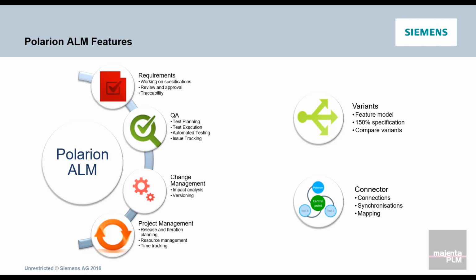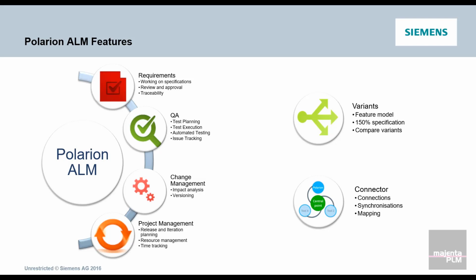On top of the core product of ALM, we do have a variance module which is available. Within here it supports a feature model with 150% specification, and we can then compare the different variants as well. So we can create a variant of a product, select what features are going to be available to it, and then automatically generate the documentation associated to that variant, all through that variance module.